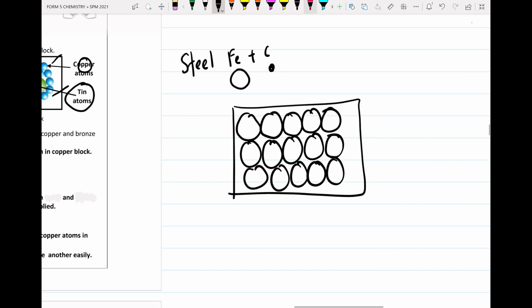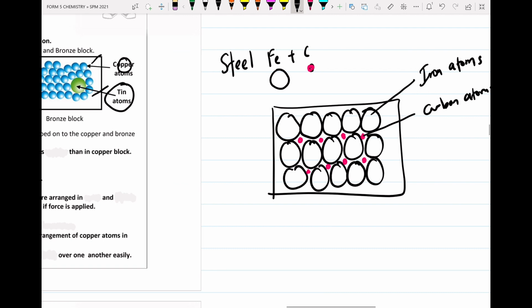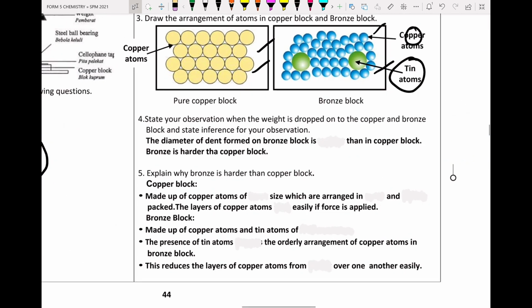So we draw the atom of iron. Copper carbon is smaller, so I put here. This is another drawing for steel. All right, please practice and please remember. After that, label: this is iron or ferrum atoms, and this atom is known as carbon atoms. All right, so this is the drawing for steel. For bronze, it should be like this.